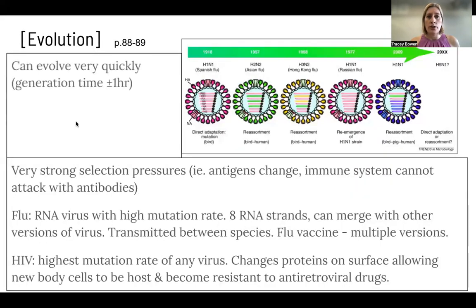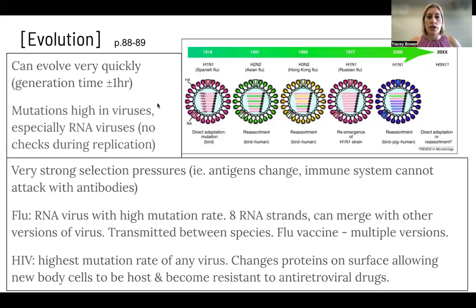So evolution can happen very quickly for viruses because their generation time is only about 1 hour. And mutations are very high in viruses, especially RNA viruses, because there's no checks in this replication process. So there's very strong selection pressures going on with viruses. So antigens can change. The immune system can then not attack with the antibodies. So viruses changing their antigens can be really useful for the virus's success.